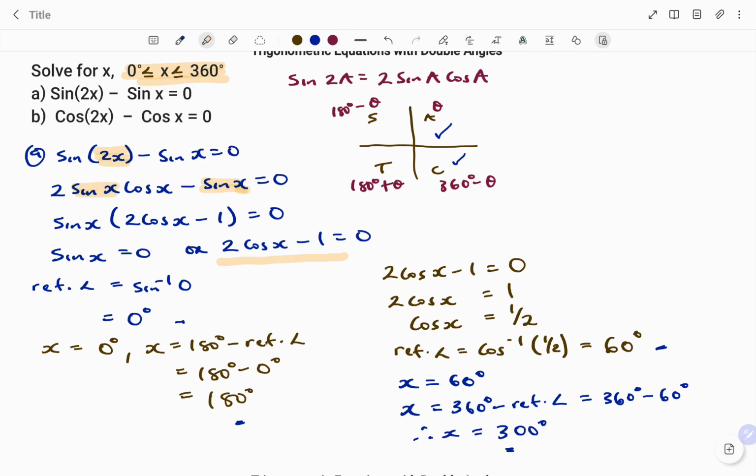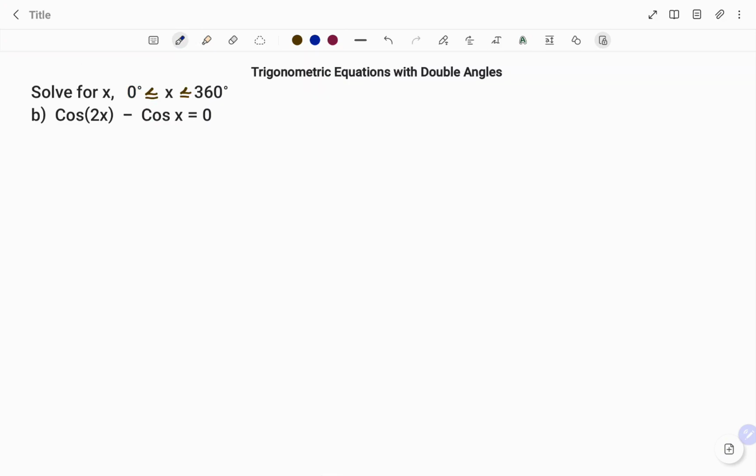For the second part of the question, I have cos 2x minus cos x equals 0. I can see my double angle in the brackets, that's 2x, and using the identity for double angle for cosine, I have cos 2a equals 2 cos squared a minus 1.